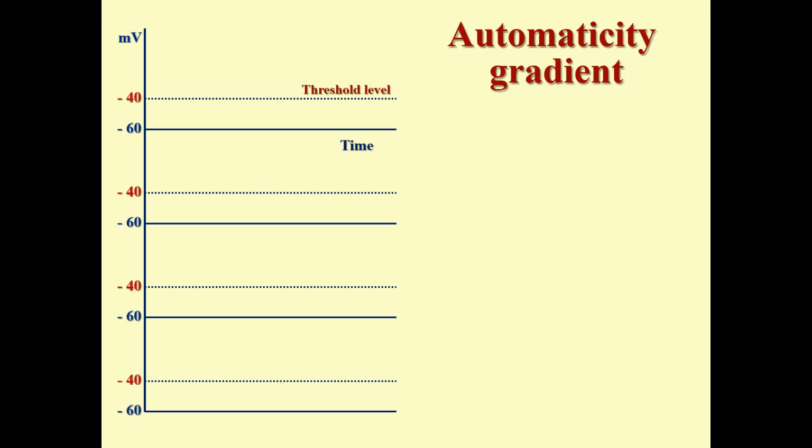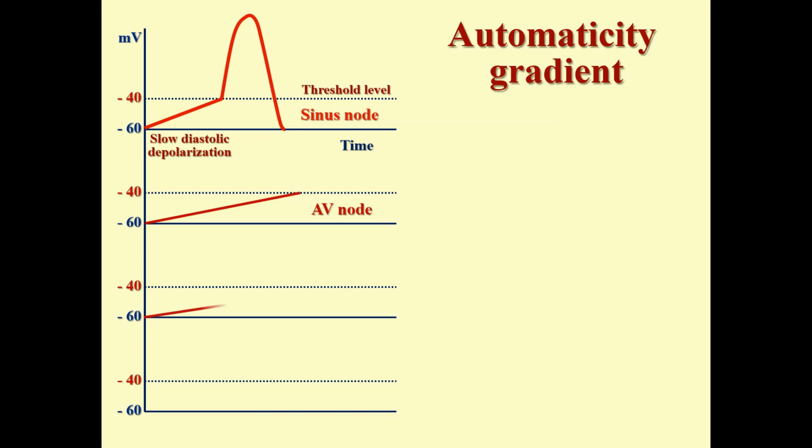Now we have 4 cases of similar figures for different parts of the heart. First, there is the slow diastolic depolarization and potential for the sinus node. Beneath, there is the AV node, and the AV node, as you can see, develops the slow diastolic depolarization slower, and the corresponding threshold is reached later. Then, even slower it goes for the bundle of His, and the slowest for Purkinje fibers.